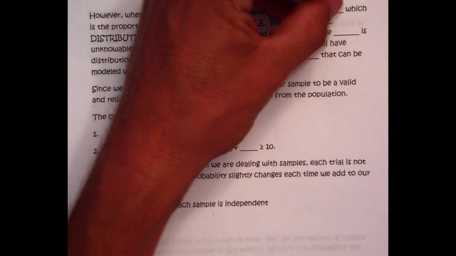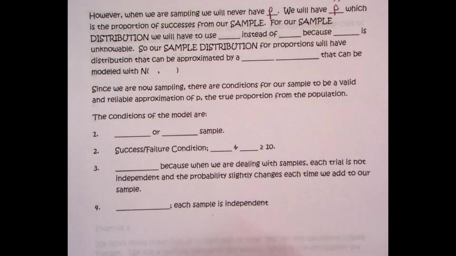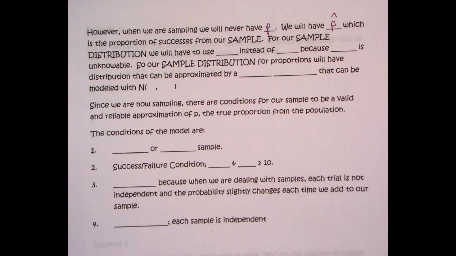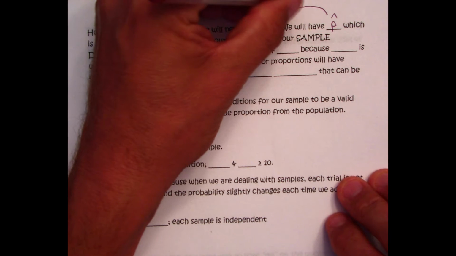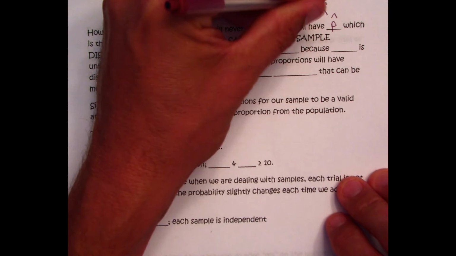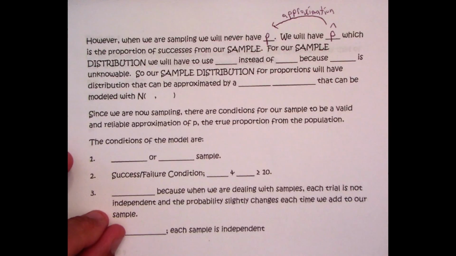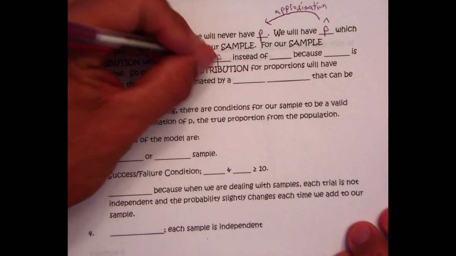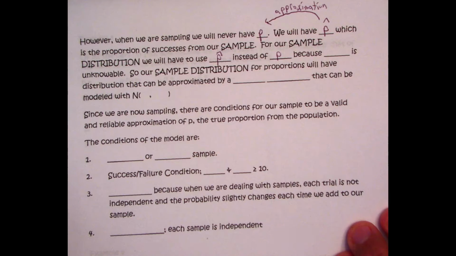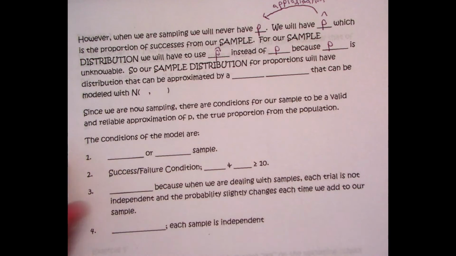So what we will have is what we call p hat. So when we do a sample, we get the proportion of people that will vote for the candidate. Now this p hat is an approximation of p. We expect it to be pretty close, okay, if we do our sample right, though we do expect some variation. So for our sample distribution, we also have to use p hat instead of p, because p is unknowable in many situations.